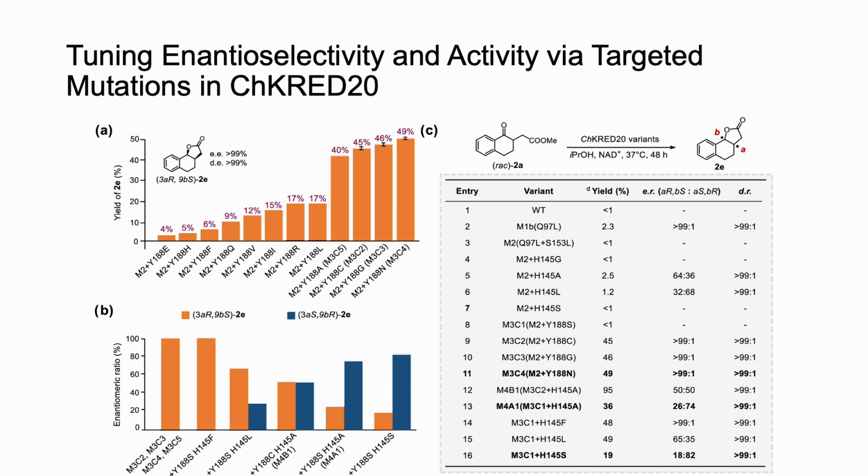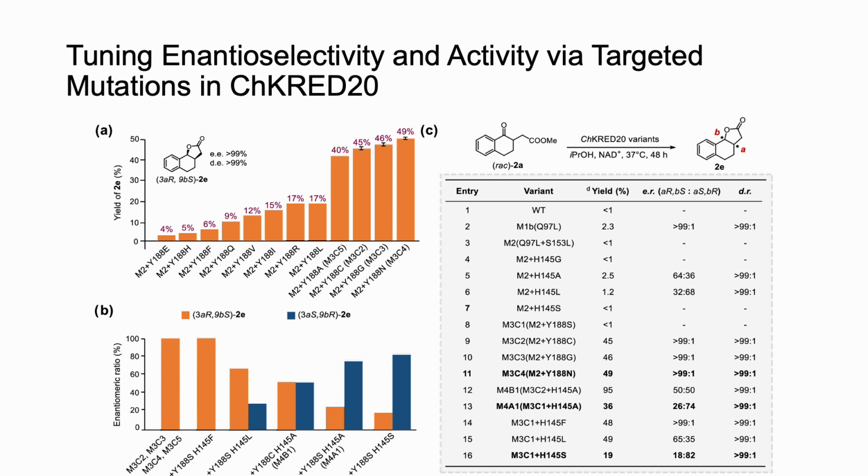In graph A, the researchers use the M2 mutant as a starting point for saturation mutagenesis at the key site Y188. It can be seen that most of the mutants are weak in catalytic ability, with a yield below 10%. But there are 4 specific mutants that show clear advantages, such as Y188C, Y188G, Y188N, and Y188A. They can achieve a yield up to 49%, which shows the importance of the Y188 locus in the regulation of activity.